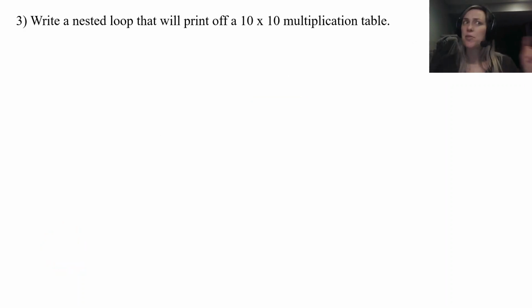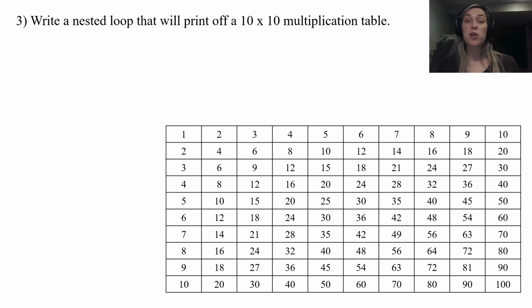Last question here. Actually, not a multiple choice question, although it could be, I suppose. But I just want you to write a nested loop that'll print off a 10 by 10 multiplication table. No problem, right? Let me show you. This is what I want you to print off, not the table itself, but the values. Just print off the values. So how can we use a nested loop to accomplish this?